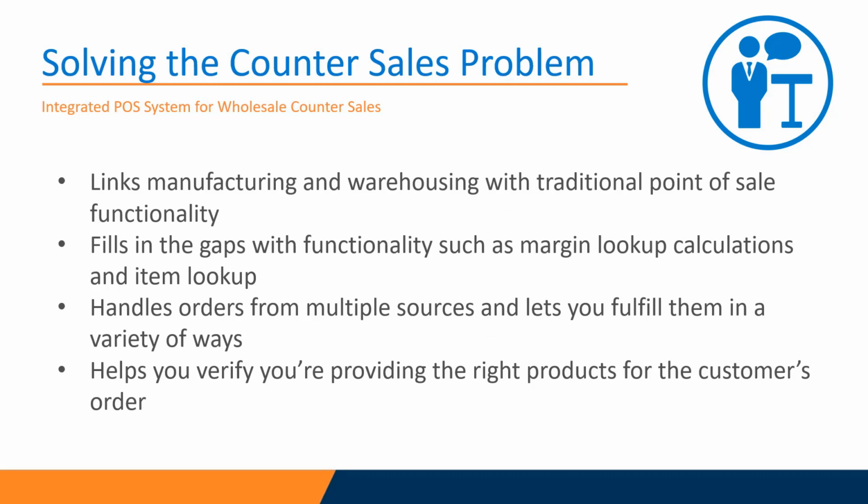365 CounterSales will solve this problem for the wholesaler distributor by linking the manufacturer and warehousing with traditional point of sale functionality. It fills in the gaps with functionality such as margin lookup calculations and item lookup, as well as giving you the ability to put in a serial number, handles orders from multiple sources and lets you fulfill them in a variety of ways, and finally helps you verify you're providing the right products for the customer's orders.